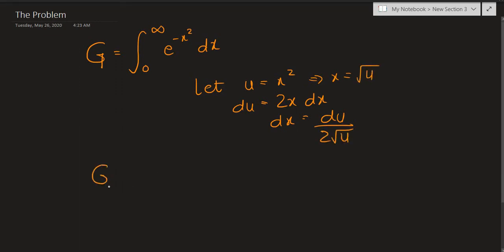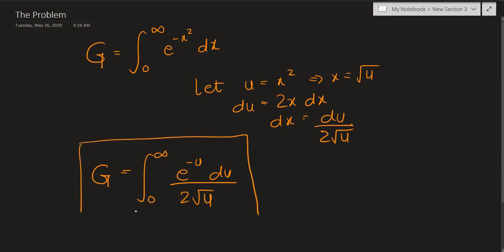So our Gaussian integral now becomes, notice, as x tends to 0, x squared goes to 0, so u is 0, and as x tends to infinity, x squared goes to infinity, so u is also infinity, of e raised to negative u this time, and instead of dx we have du divided by 2 root u. So let's remember this alternate form of the Gaussian integral, because this will be helpful for us in the long run.